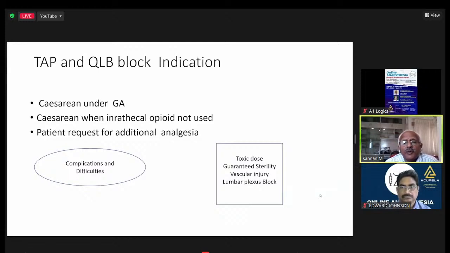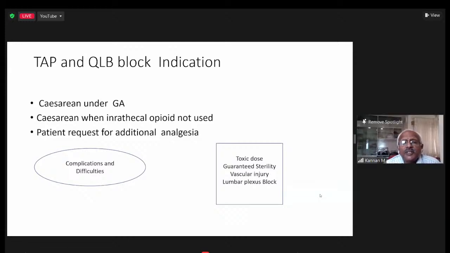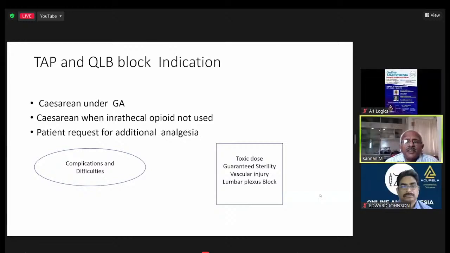Very rarely in quadratus lumborum block, vascular injury can occur. The lumbar arteries are sometimes at the junction of the two muscles, and they should not be injured. And sometimes if you go deep, it may enter the next muscle plane and produce a lumbar plexus block. So the patient may not be able to move the limb for a couple of hours more, and the patient may not like it.